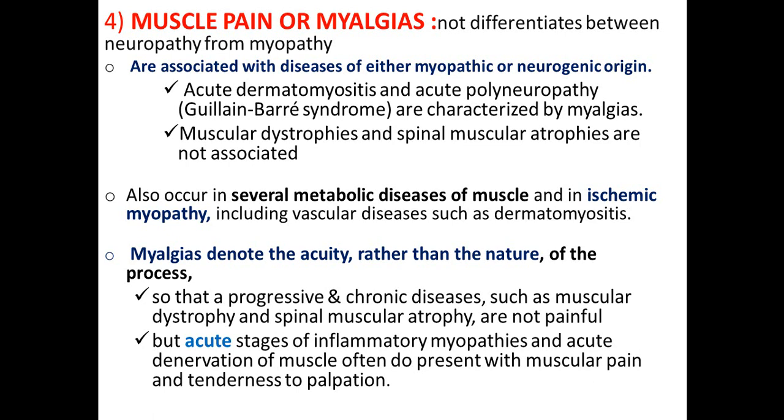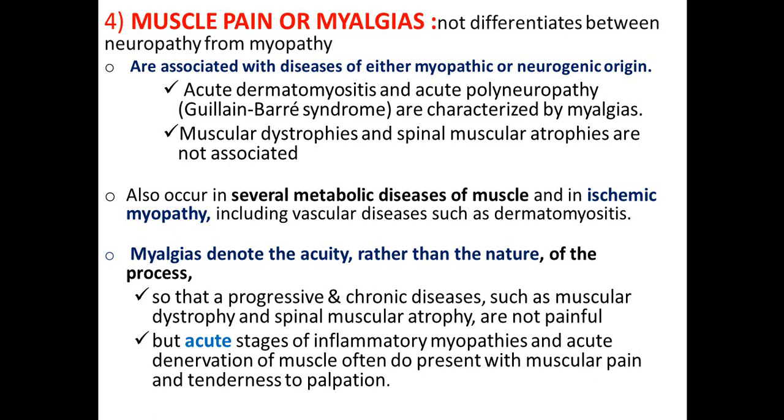Another example, we have muscular dystrophy, which is a disease of muscle, and spinal muscular atrophy, which is a disease of the nerve. They are not associated with myalgia or pain. Also, we may see pain or myalgia in many metabolic diseases of the muscle, and it may be seen in ischemic myopathy as in dermatomyositis.